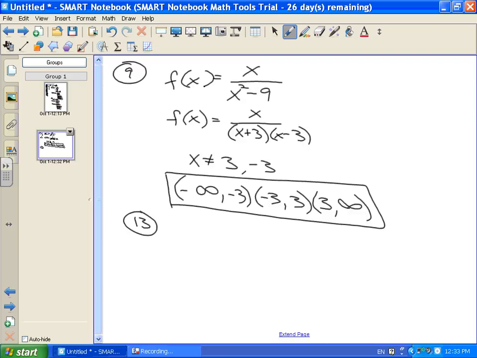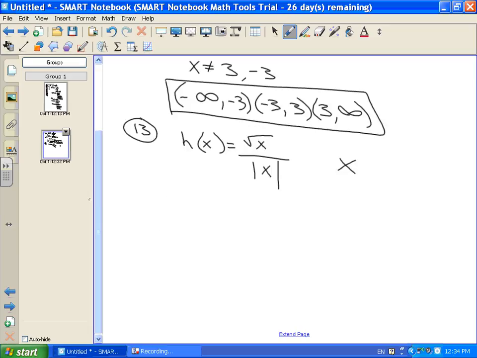Same section? Yes, it is. H of x equals the square root of x over the absolute value of x. Yes. And how do we write that? So x can't be negative because I'm not allowed to have negative underneath the square root. So how do I write that? Greater than 0? Can it equal 0? No. Why not? Can I take the square root of 0? That's okay, but I'm not allowed to have 0 down here in the denominator.